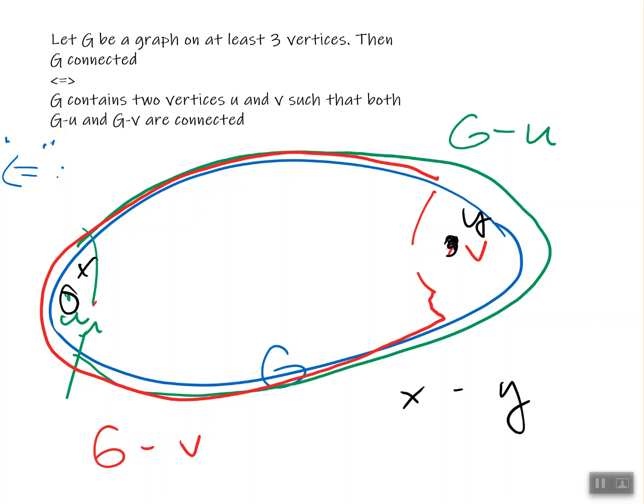And now we want to find a path from u to v. That's the only remaining path that's needed, that's not implied by the conditions of the theorem. And how do we find that? Well, we can't just use the red graph, and we can't just use the green graph, because one of the vertices is missing in the red graph and the other one is missing in the green graph. So what do we do?